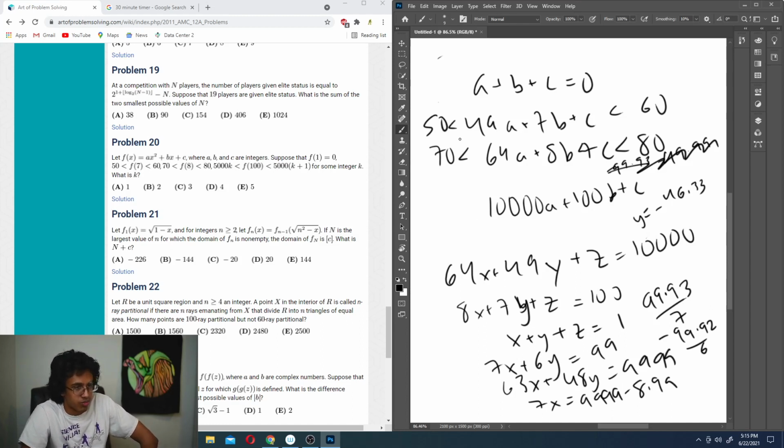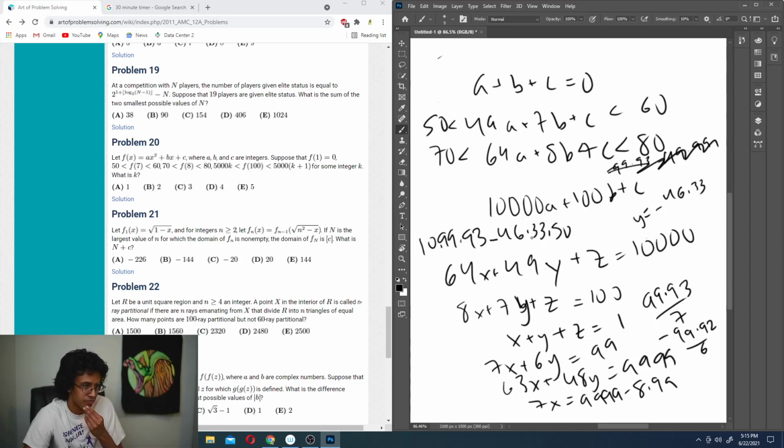So we just need to multiply this by 99 times 93 over 7, which gives 99 times 93. Then we add in negative 46 times 33 times 50. Well, and times 10, right? And this kind of looks nasty, but it should be okay. Famous last words, but that is okay. Let's see.